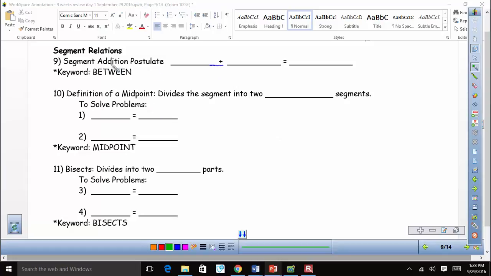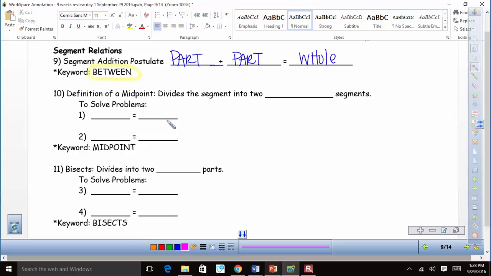Okay, let's talk about the formulas that we want to know for this portion. The first one we look at is the segment addition postulate. You will know it's segment addition postulate because you will find the word between in the problem. Who remembers the formula for segment addition postulate? Very good. Part plus part equals the whole.